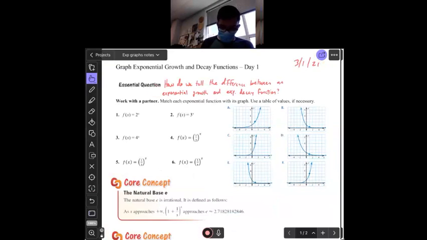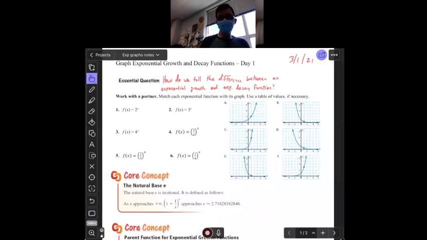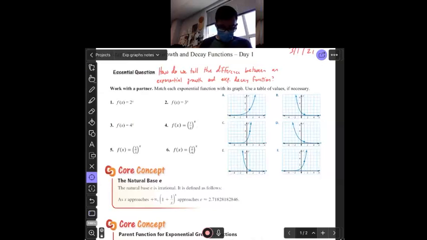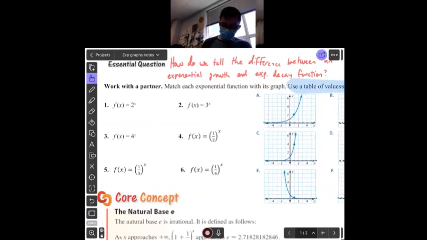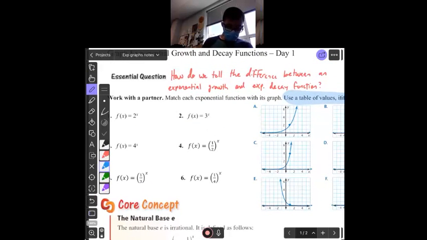And normally if you guys were here in person, I'd just have you group up and work on these for a couple minutes. Let's just do it together here. We're just going to match the functions here with the graphs over here. It's about using a table of values if necessary. So I want to think about how we're going to use a table of values to help us out here. And so really what that comes down to is just making a t-chart.